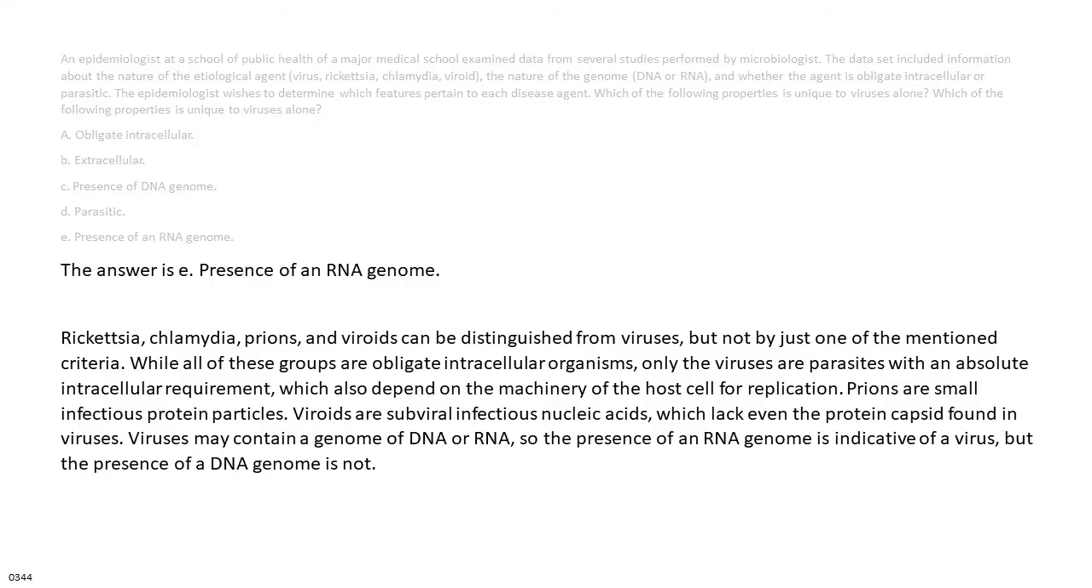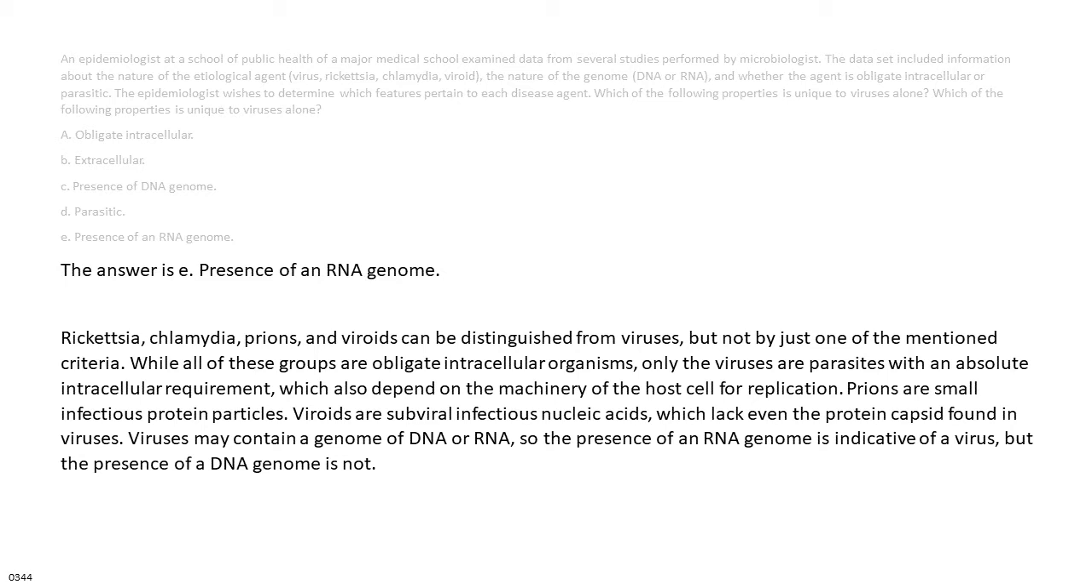The answer is E. Presence of an RNA genome. Rickettsia, chlamydia, prions, and viroids can be distinguished from viruses, but not by just one of the mentioned criteria. While all of these groups are obligate intracellular organisms, only the viruses are parasites with an absolute intracellular requirement, which also depend on the machinery of the host cell for replication.